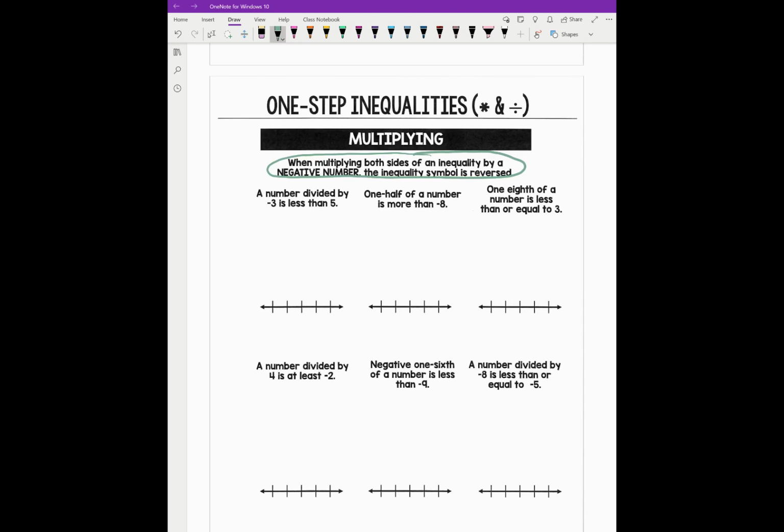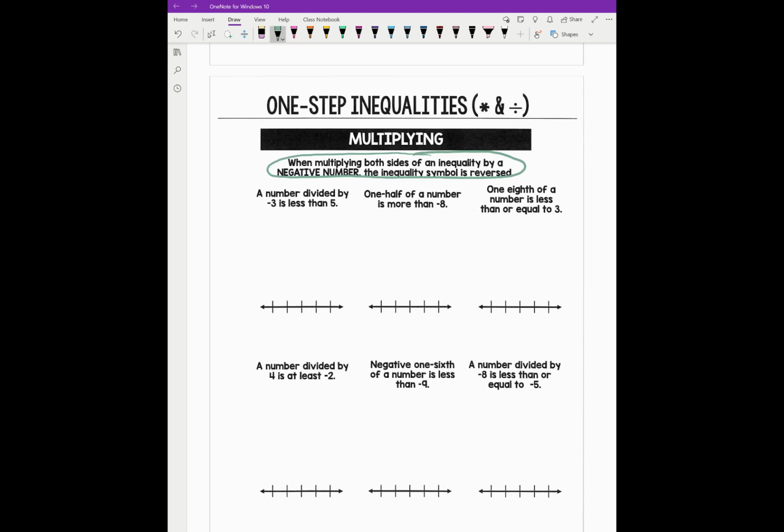I'm going to do a few to get us started, and then I'm going to let you do a few, and we'll go back and forth a little bit. So same process as when we're doing our one-step adding and subtracting. We're going to translate each of these, solve it, then graph it.